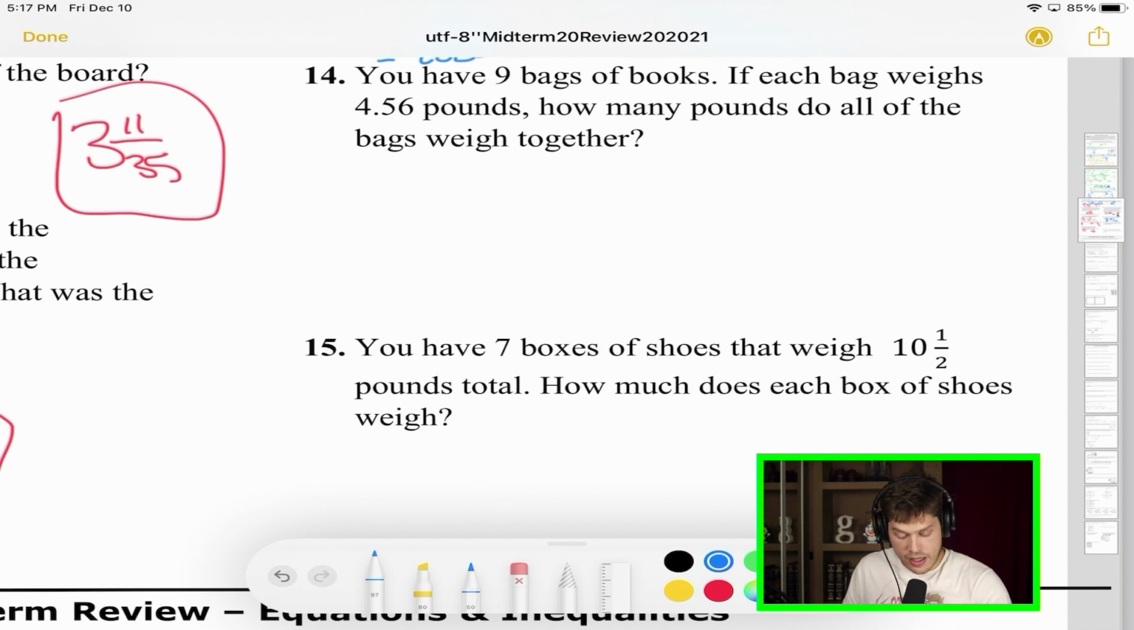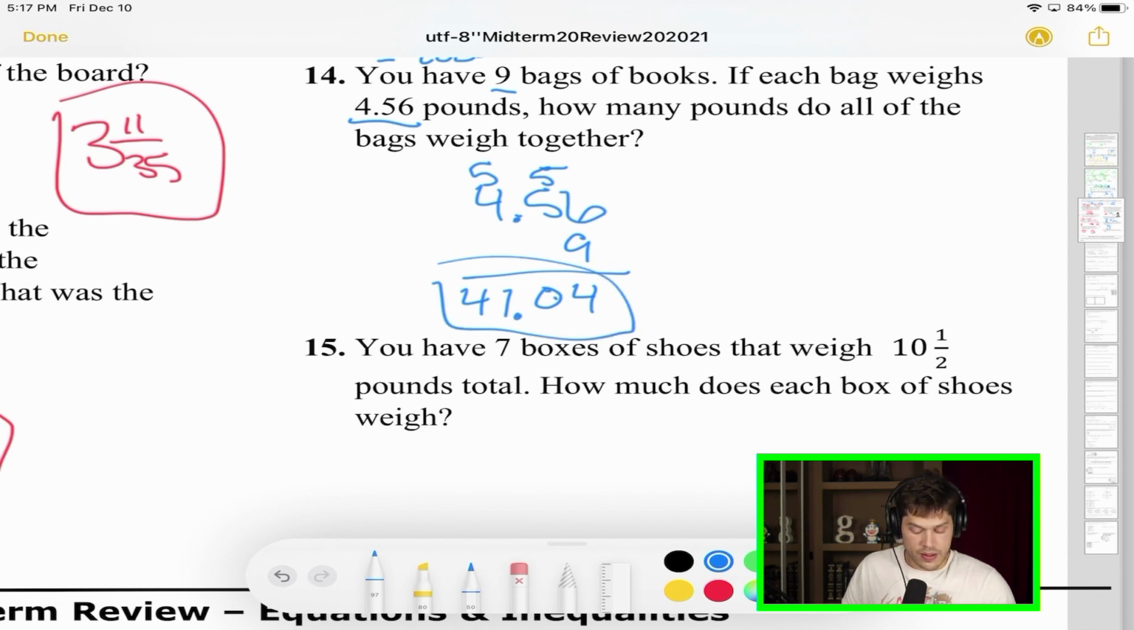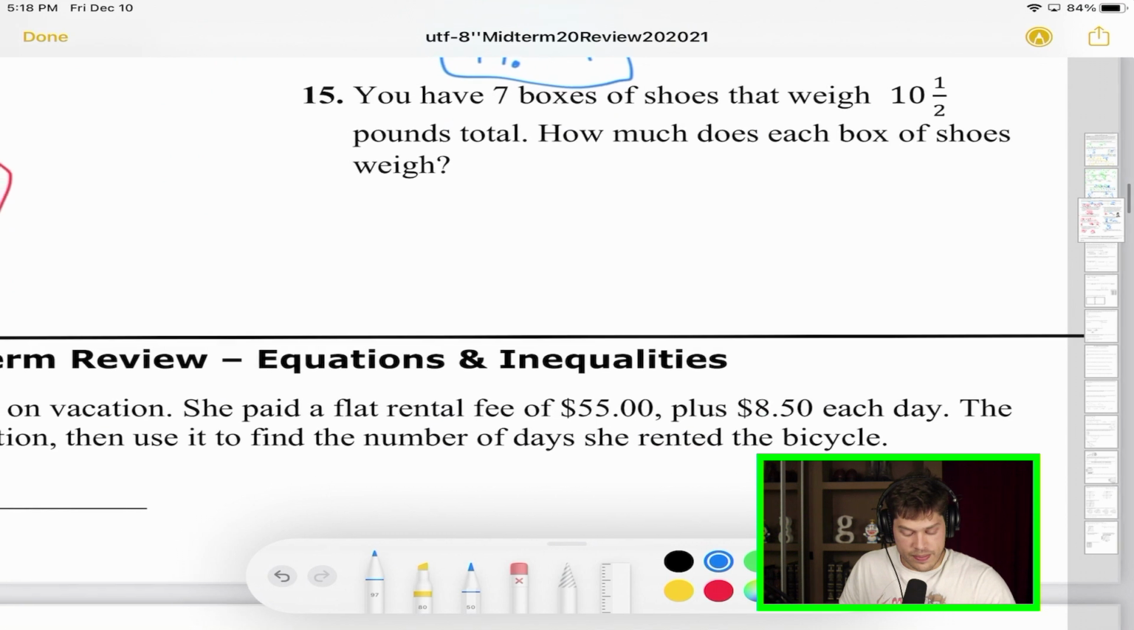Okay, so this is 4.56. If each bag weighs that much and you have 9 of them, we're going to be multiplying by 9. 9 times 6 is 54. 9 times 5 is 45, plus 5 is 50. 9 times 4 is 36, plus 5 is 41, and then we have our decimal, so don't forget it. 41.04 is our total weight in pounds.